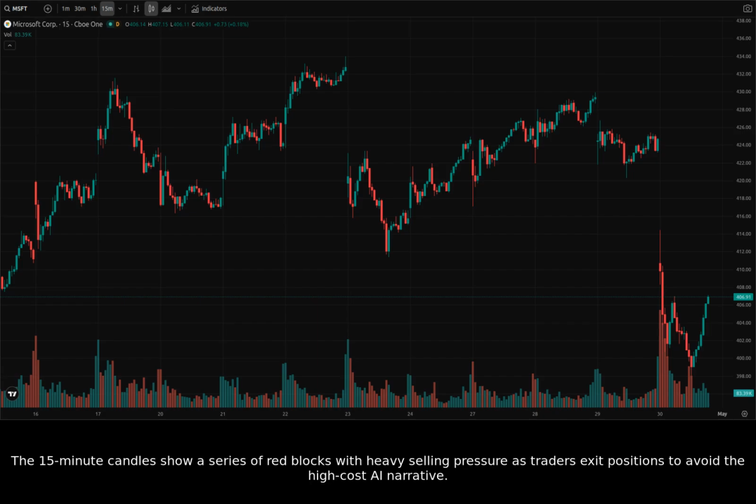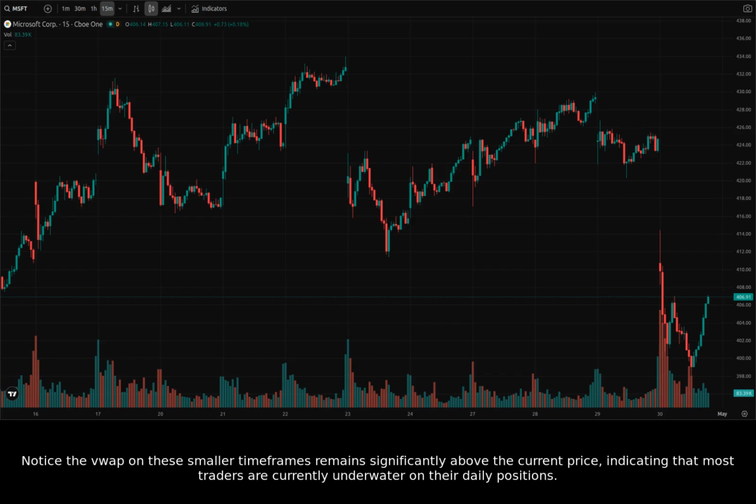The 15-minute candles show a series of red blocks with heavy selling pressure as traders exit positions to avoid the high-cost AI narrative. Notice the VWAP on these smaller timeframes remains significantly above the current price, indicating that most traders are currently underwater on their daily positions.